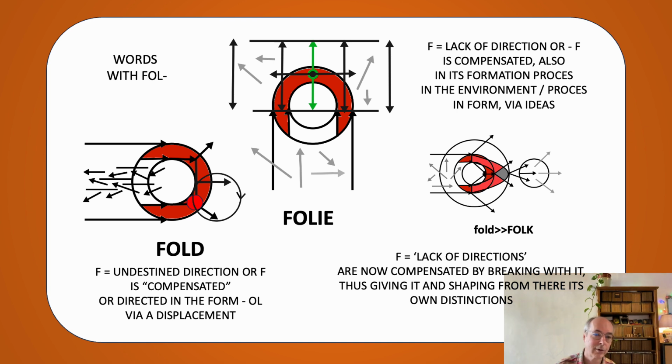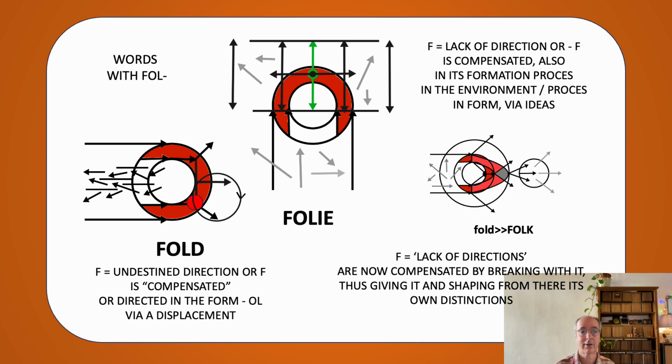I also have here fold. I will have a few more words with fold. Fold we had already, so I express it once more. It's an undestined direction, which is then actually also compensated, because the time frame isn't finished, so I will try to compensate it, and I will direct it in a form, OL, via displacement in fold. Folie, or it means foolishness, it is a French word, la folie. It's here as well, there's a lack of direction where you start from. Well, you can say undestined direction, but you can say here lack of direction in this context. We know what the word's about.